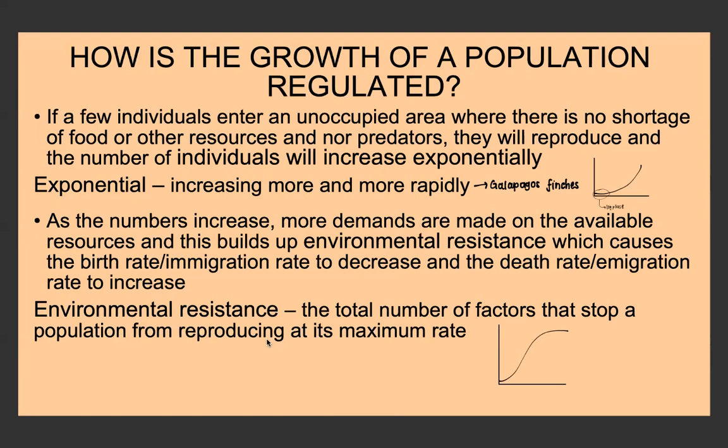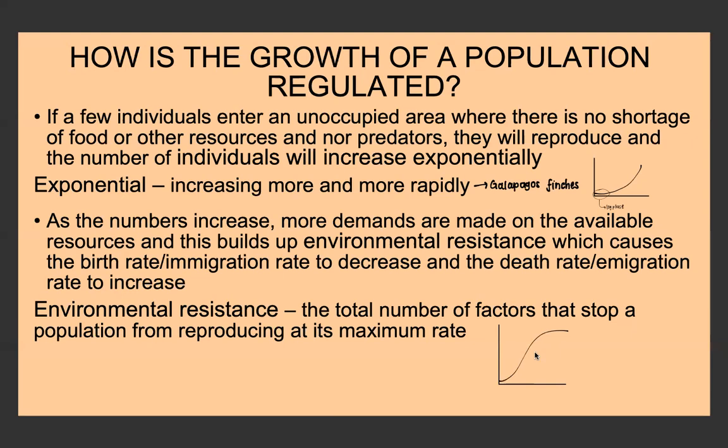So the rate of growth of the population would be the slope of this line. Its maximum rate would be around there, where it slopes at its steepest. Environmental resistance stops it from going continually up and up and reproducing on forever, because obviously the resources, the food, are going to run out. There's not going to be enough food for a million cats or whatever the example is. That's why environmental resistance comes into play and the population slows down.